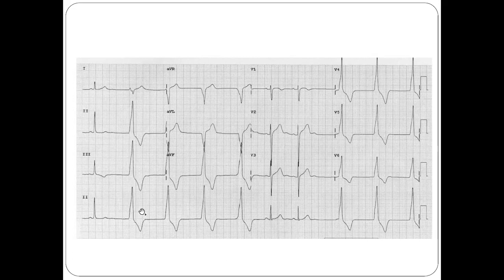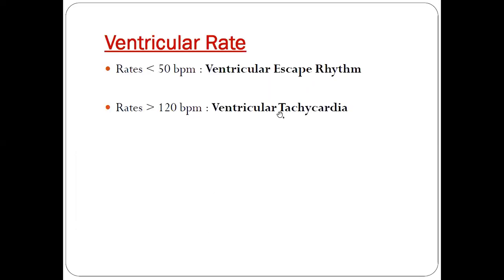If you see three or more consecutive beats like this, 1, 2, and 3, it is called accelerated idioventricular rhythm, based on the heart rate. If the heart rate is between 50 and 120, it is called accelerated idioventricular rhythm. If it is less than 50, it is called ventricular escape rhythm. And if it is more than 120, it is called ventricular tachycardia. So based on the total heart rate, we label it one or the other.